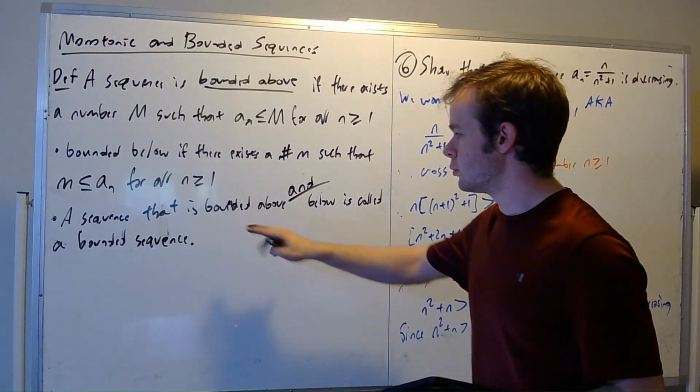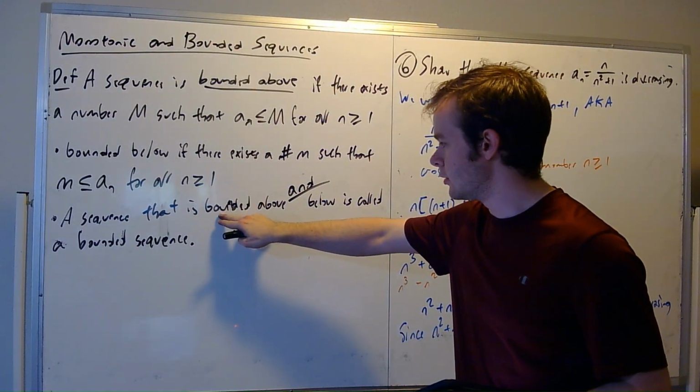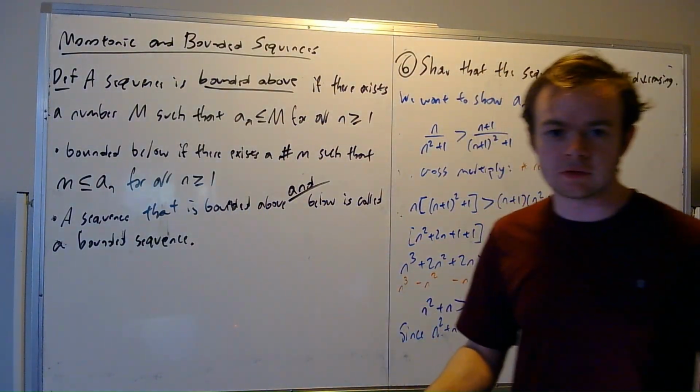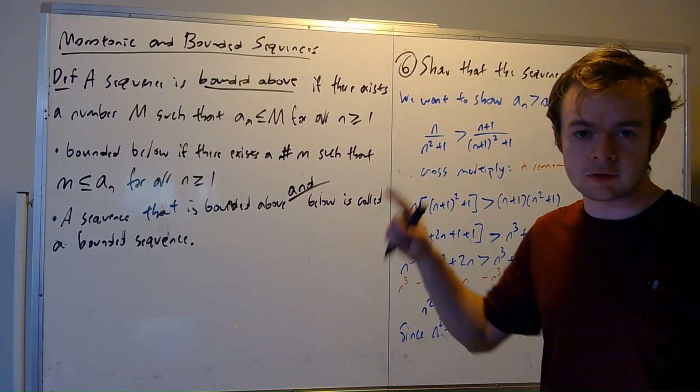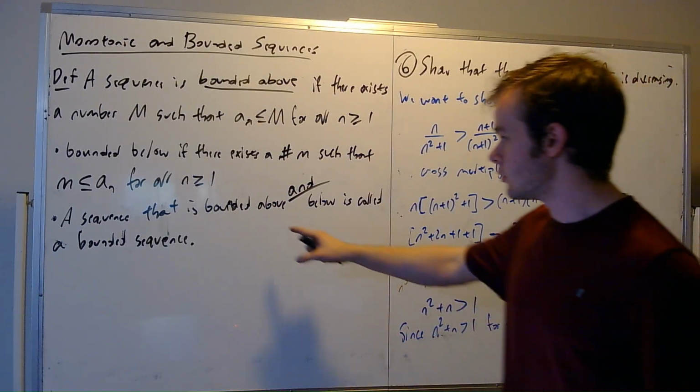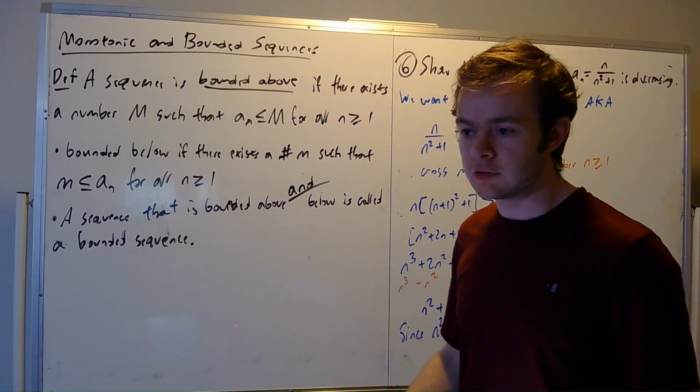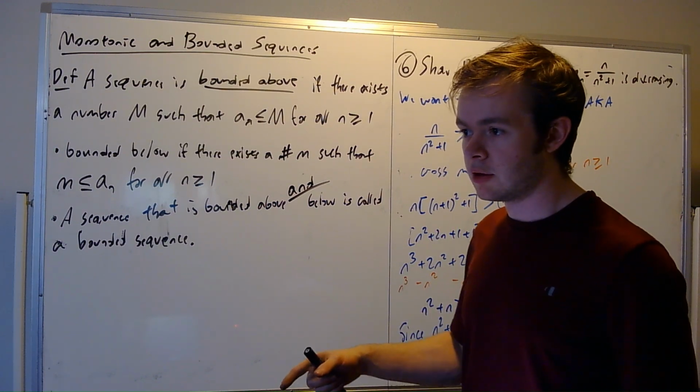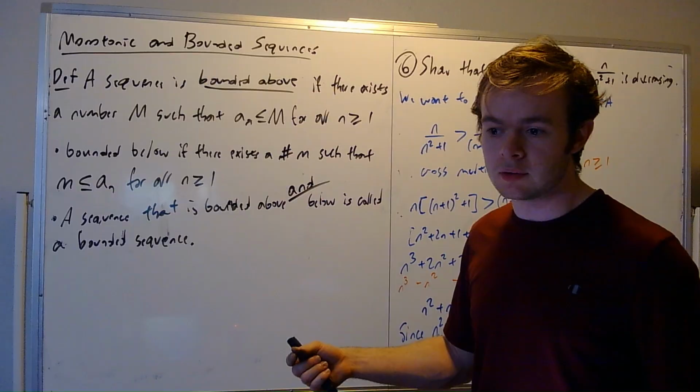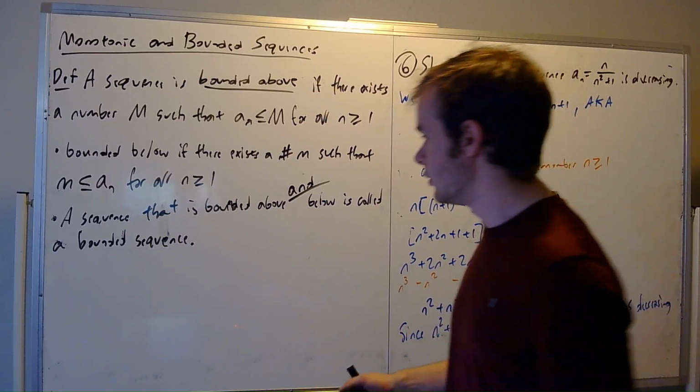Right? So it's very important. The sequence is both bounded above and bounded below, so you can say that every number in the sequence is between two numbers. So if it's a bounded sequence, every number in the sequence is both greater than some number and less than some other number.